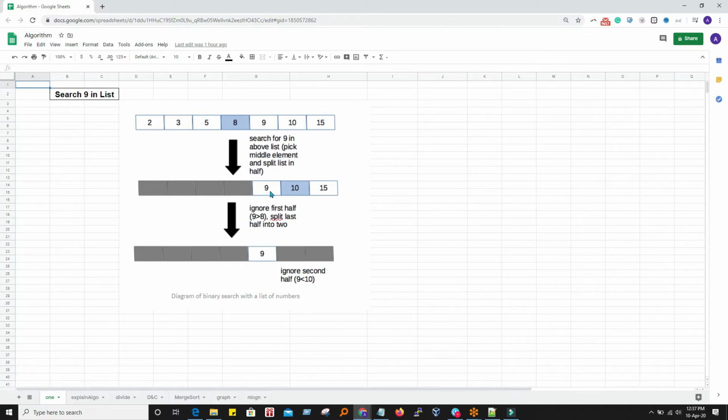So now the list becomes 9, 10 and 15. Now again see the middle element. Here we have 10. Now compare 10 with 9. We find that 9 is less than 10, so again it's obvious that 9 would be on the left hand side of our list. Now we ignore the right hand side. Finally we found 9. This is called the divide and conquer algorithm.